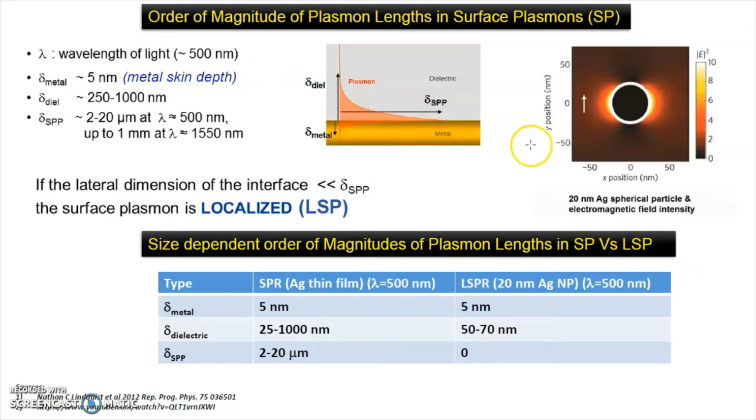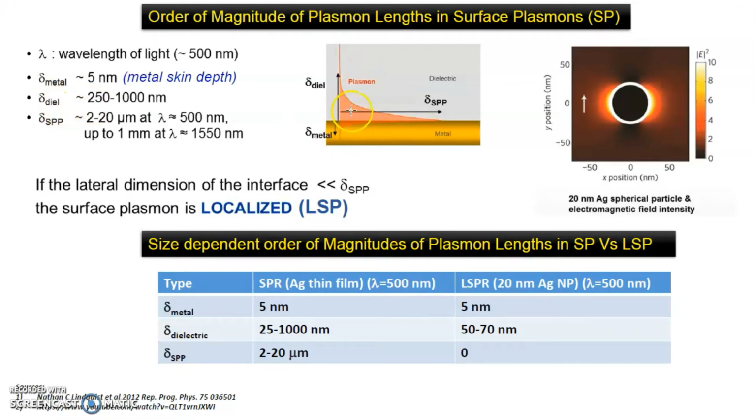Suppose we have this kind of metal, and we incident monochromatic light with wavelength 500 nanometer. Then it has been observed that the value of delta metal will be in the range of 5 nanometer. So inside the metal, this wavelength of light can influence up to 5 nanometer only. The electric field is generated up to 5 nanometer only inside the metal.